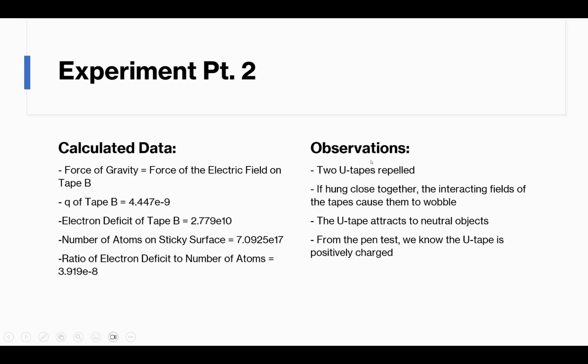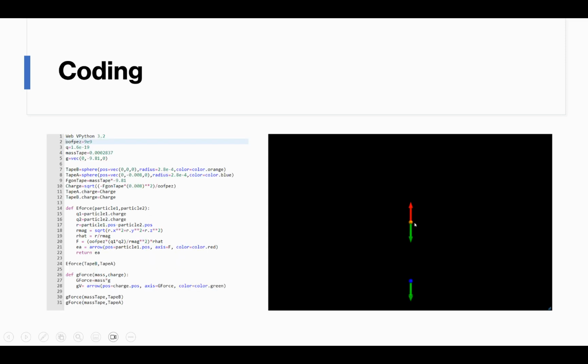The observations from the lab were that 2 U-tapes repelled if hung close together. The interacting fields of the tape caused them to wobble. The U-tape attracted to neutral objects, and from the pin test we know that U-tape is positively charged because it attracted to the pin.